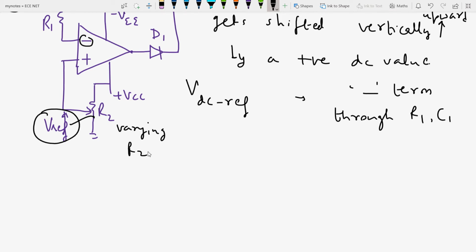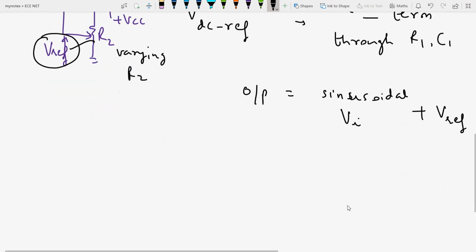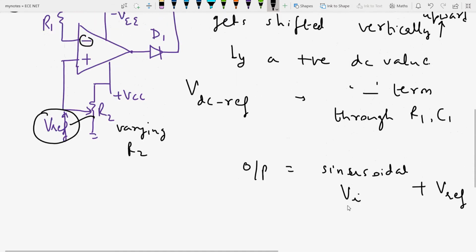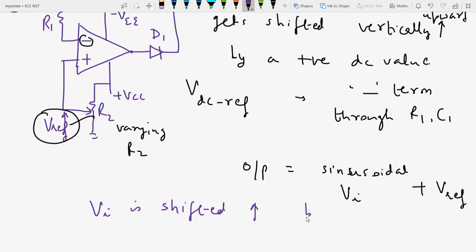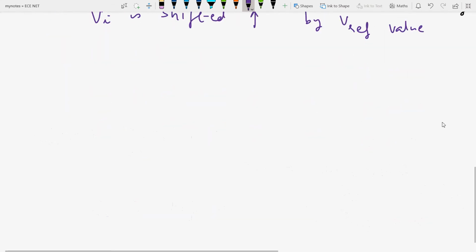Okay, so we get a positive reference voltage, that means the output will be equal to the sum of the sinusoidal input voltage signal plus the reference voltage signal. Okay, now V input gets shifted vertically upwards by the positive reference value. It means that the V input signal is shifted vertically upwards by the reference voltage value. Okay, now what will be its waveform?